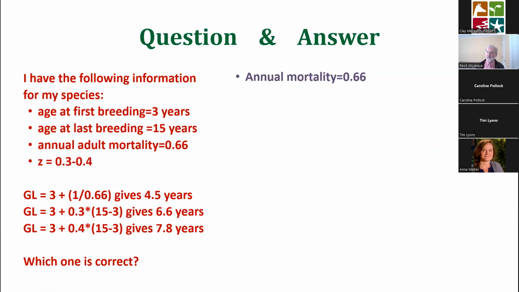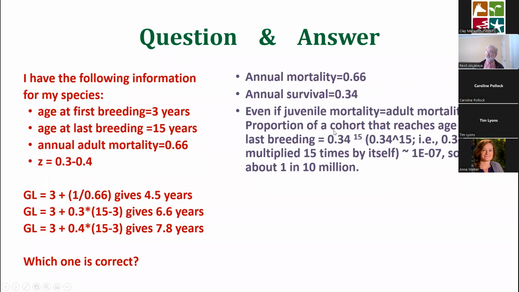It's a long answer. So it says adult mortality is 66%, right? So that means survival rate is 34% per year. In other words, every year, only 34% of adults go to the next age, right? Now, we don't know what happens to the juveniles, but usually juveniles have even lower survival than adults. But let's assume that juveniles have the same survival rate as adults. So if an individual on average has 34% chance of surviving to the next year throughout its lifetime, what proportion of individuals will reach age 15? You can calculate that. And that calculation is 0.34 multiplied 15 times by itself. And that number is 1 times 10 to the minus 7, which is about 1 in 10 million.